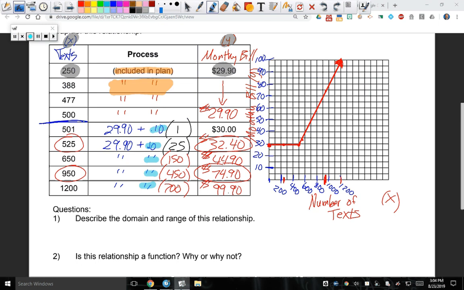Could I put an arrow here? No, why not? Why can't I put an arrow there? Because, not because it's always at 2990, but because I can't have a negative amount of text. Okay? So you can only start at 0. Alright. Any questions from what we have so far?